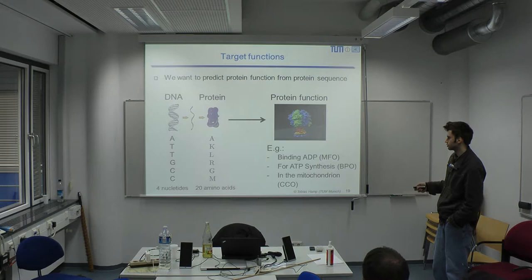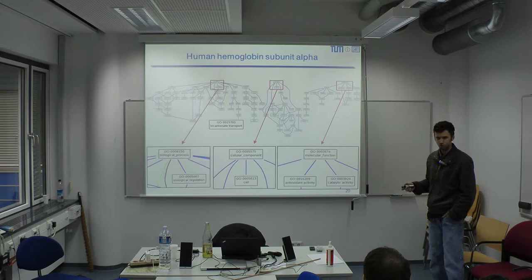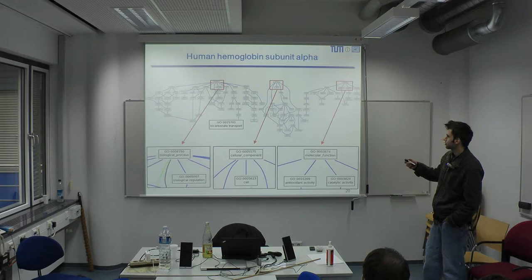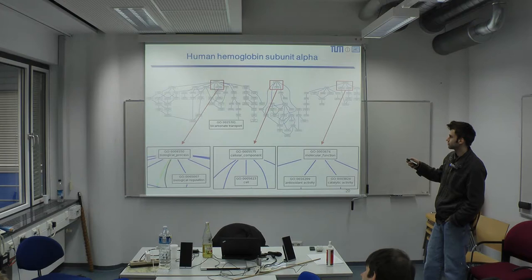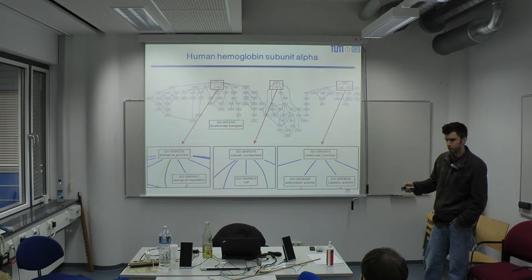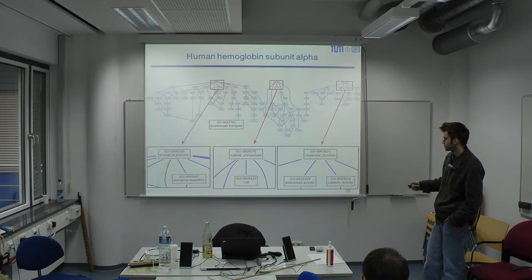Another actual real world example now, the human hemoglobin subunit alpha, so the protein that carries the oxygen in the body. This is a very well studied protein, one of the best studied proteins that we have. In the full annotation, you have three distinct subgraphs, all separated here. There are no connections between them. At the very root, you have the biological process, the cellular component, and the molecular function. The direct children of these root terms are very generic descriptions of functions, so biological regulation, the cell as the component, and antioxidant activity, for example, as the molecular function.